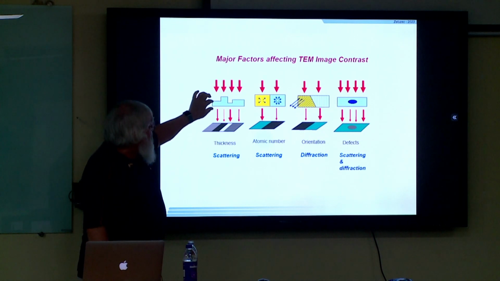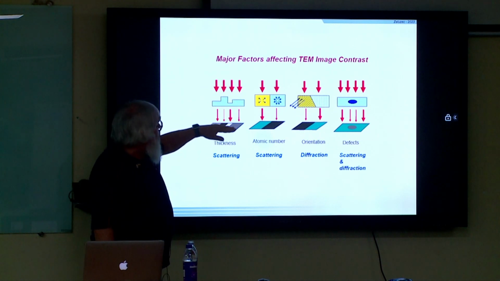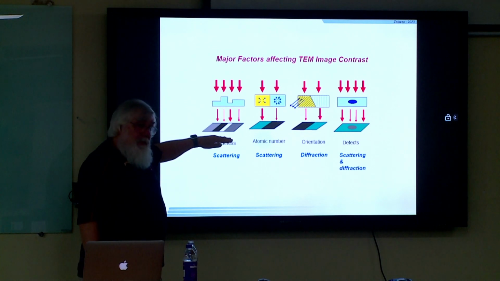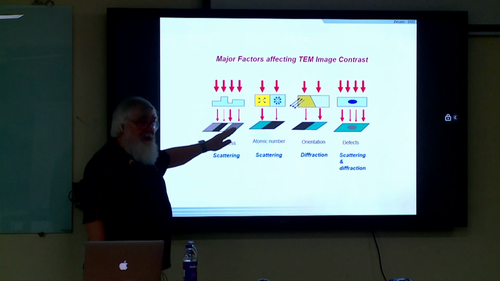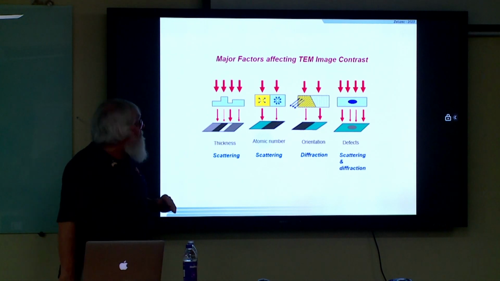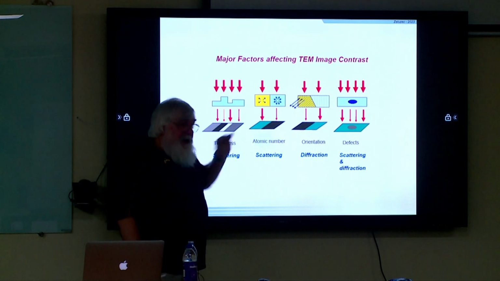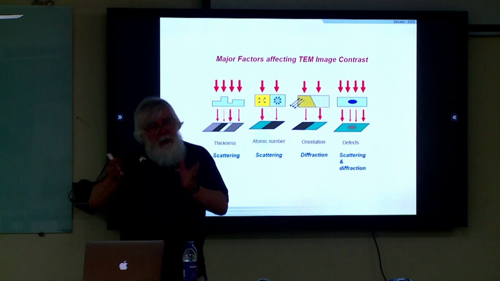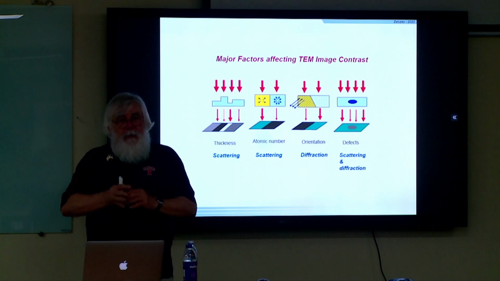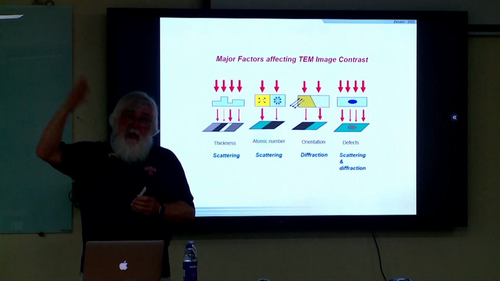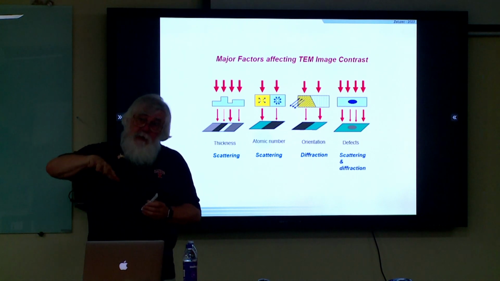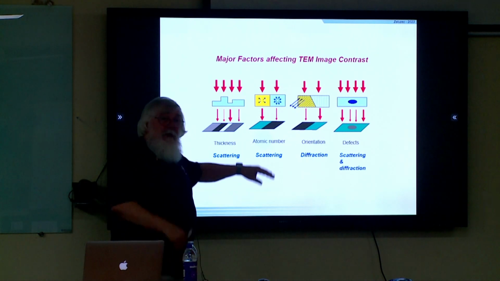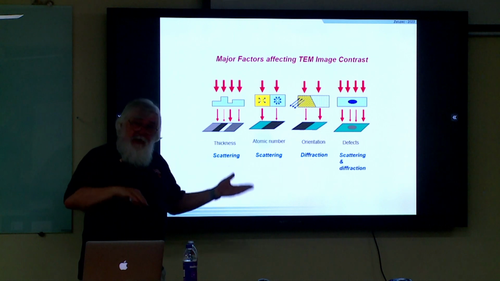Okay? Different thickness areas of the sample stop the beam from coming through. So you either get lighter areas or darker areas. Pretty simple. The second type of contrast is atomic number contrast. We talked a little bit about that in diffraction: high Z materials scatter more than low Z materials. So you'll get basically darker versus lighter.